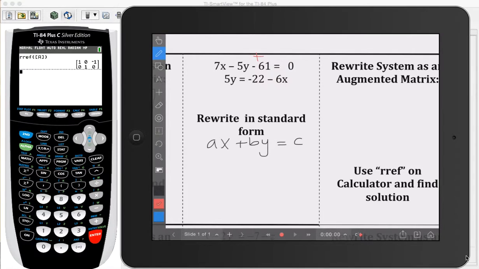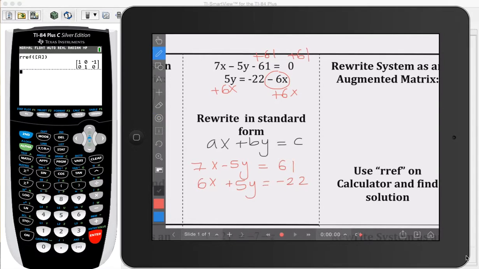You add 61 to both sides of the equation, and now you end up with 7x minus 5y equals to 61. Now, again, I need to have the 6x next to the 5y. So you add 6x to both sides. So 6x plus 5y equals negative 22. Now remember, always try to put them in order, because this is how you need to put it in the augmented matrix. The x, the y equals to the constant. So always try to put them in order. This is the standard form.